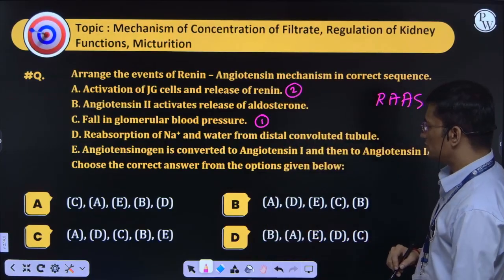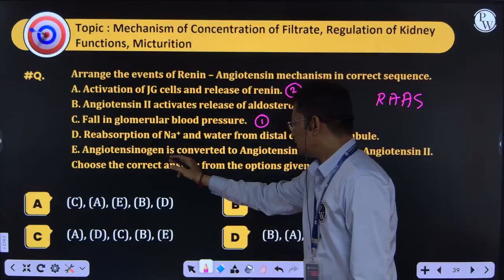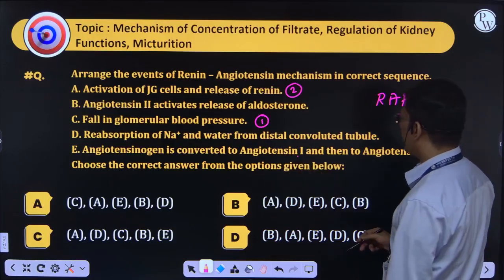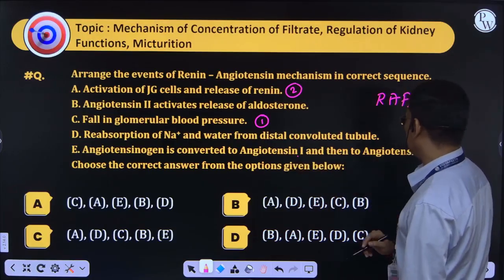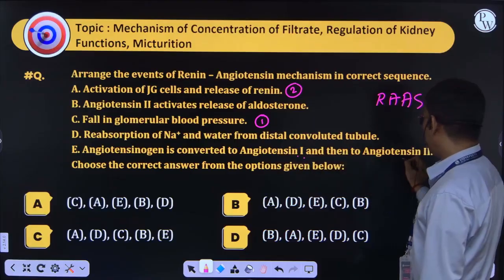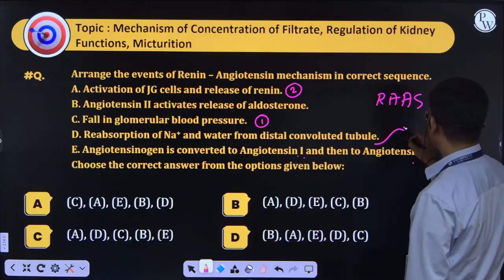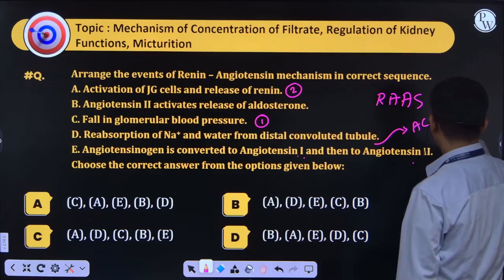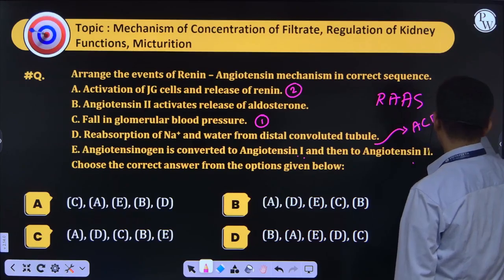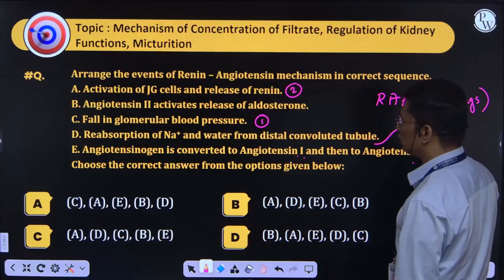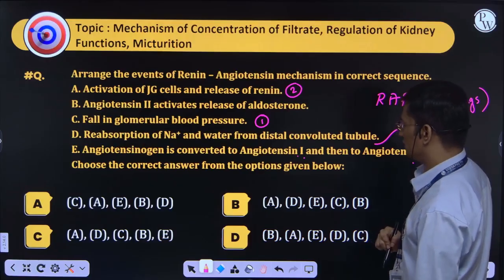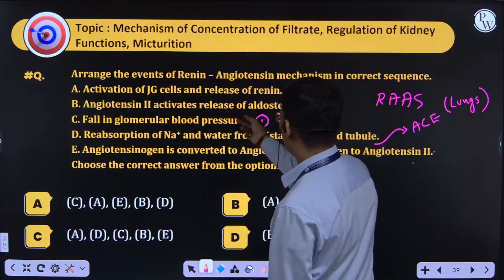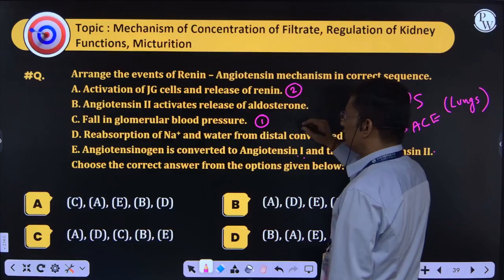Renin will convert the angiotensinogen into angiotensin 1. So this is the function of renin. Angiotensin 1 to angiotensin 2. This conversion is by angiotensin converting enzyme. This is present in the lungs. Clear? After this, angiotensin is a vasoconstrictor. It will constrict and also it will activate the adrenal gland.